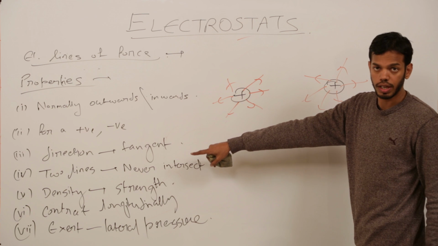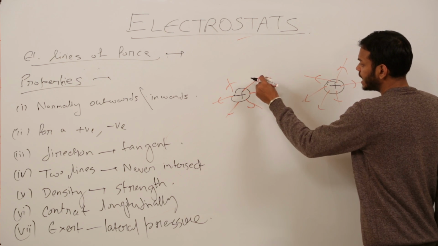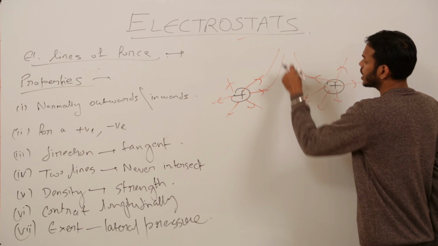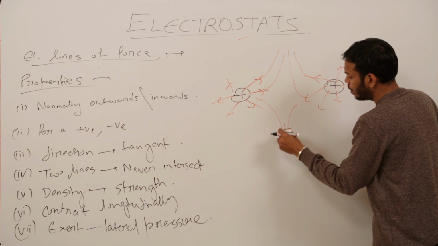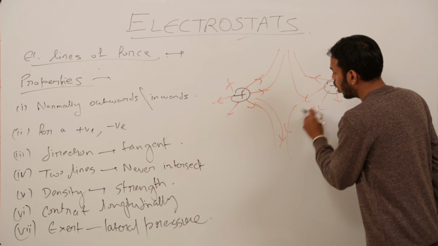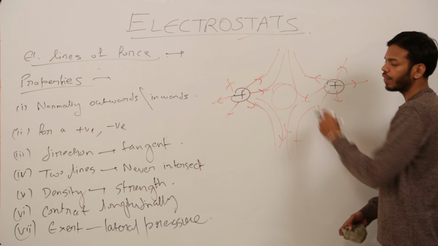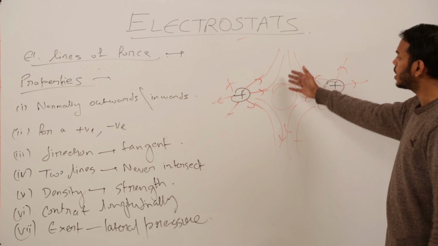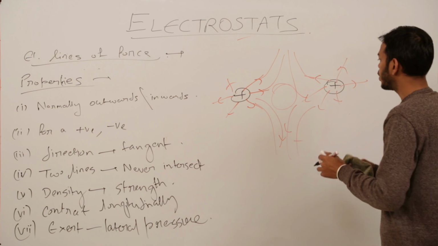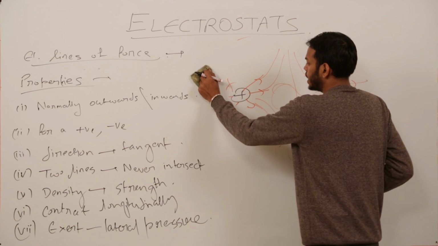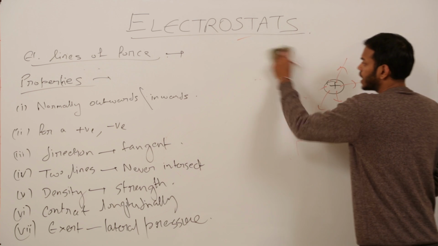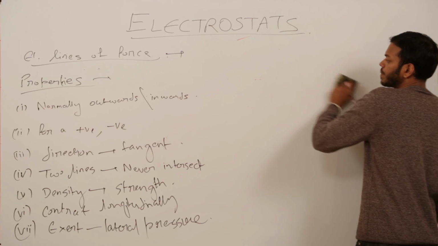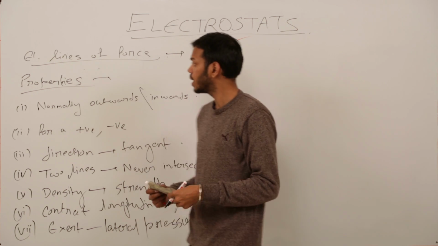Electric lines do not converge, they do not intersect. So at this region, they tend to force each other apart and push each other away, but they will not intersect. So there will be a region of null point. Null point means there will be no electric field. So that is why they exert lateral pressure on each other and tend to move away. These are the properties of electric lines of force, and we are moving on to the next topic.